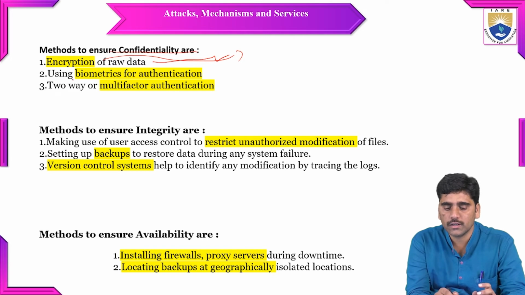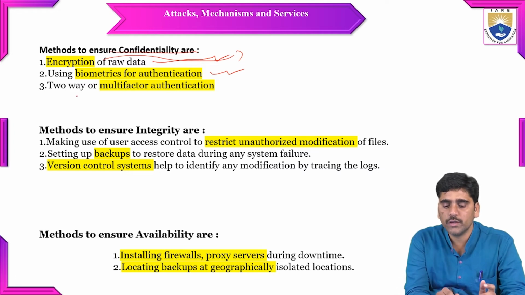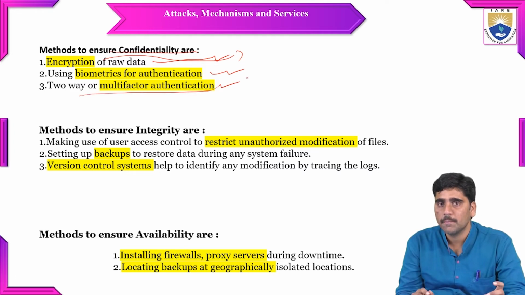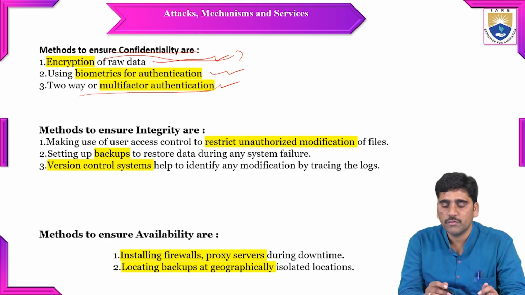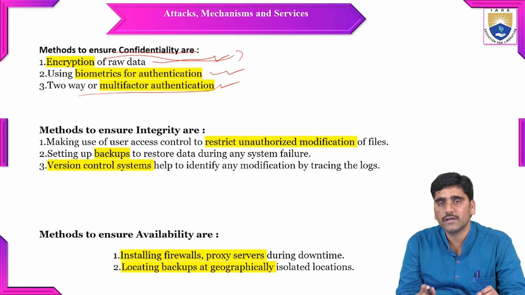And the second one is using biometrics for authentication, such as fingerprints, and two-way or multi-factor authentication. With the help of some devices and tools, you can use multi-factor authentication, verifying the authenticity of the user before they log into the system or into the mail. These are the methods that ensure confidentiality of particular data or a system.